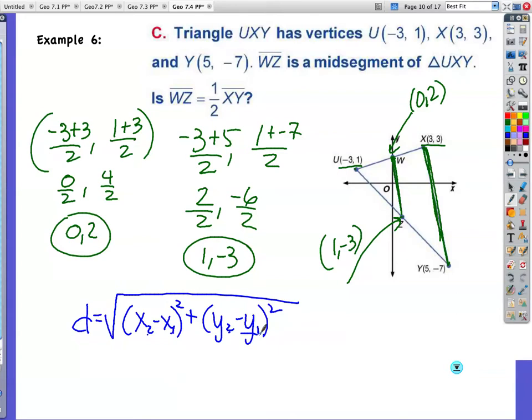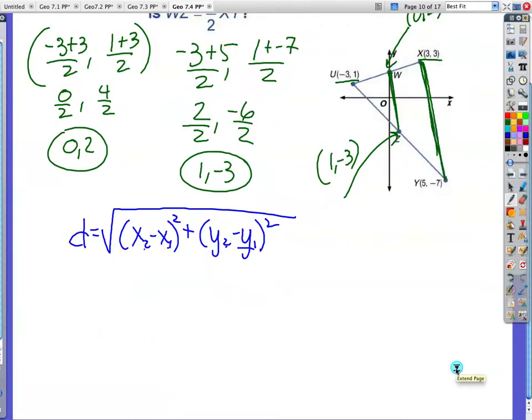Okay, let's give ourselves some space. I am first going to find the distance from W to Z. We'll use these 2 points right here. Since I wrote x's first, I guess I'm going to do x's here. 1 minus 0 squared. And then I take my y's. Negative 3 minus 2 squared.